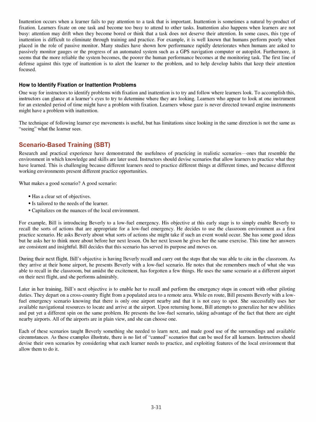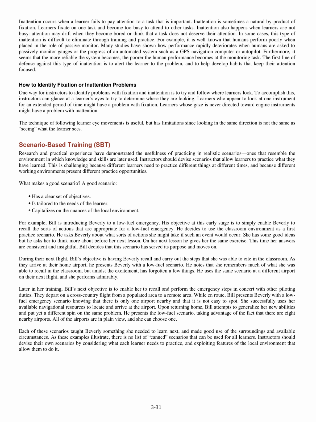For example, it is well known that humans perform poorly when placed in the role of passive monitor. Many studies have shown how performance rapidly deteriorates when humans are asked to passively monitor gauges or the progress of an automated system such as a GPS navigation computer or autopilot. Furthermore, it seems that the more reliable the system becomes, the poorer the human performance becomes at the monitoring task. The first line of defense against this type of inattention is to alert the learner to the problem, and to help develop habits that keep their attention focused.